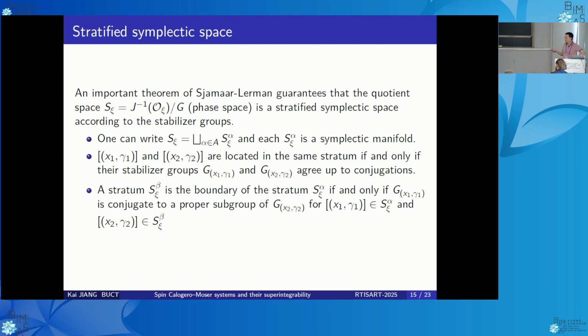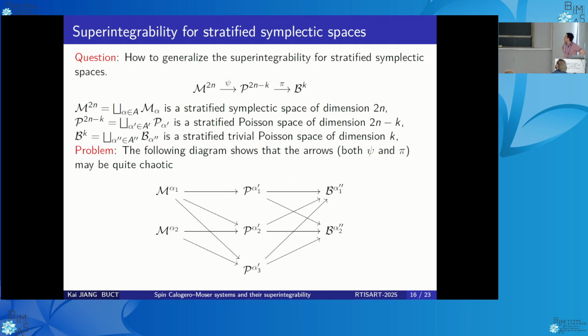This partial order gives the boundary information of different strata. With this classic result, the question is: can we expect superintegrability for the stratified symplectic space? It means that we consider this M to be stratified, this P must be stratified, and this B is also stratified. So how can we generalize the superintegrability?